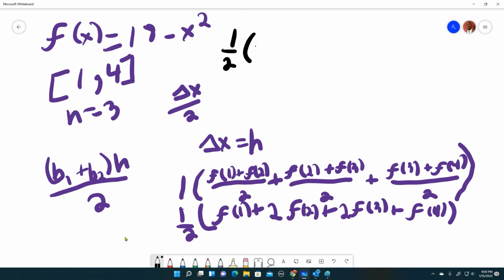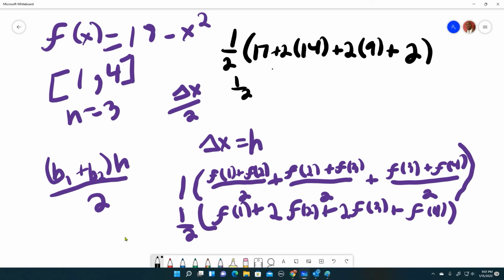So we have 1/2 times f of 1, which is 17 (18 minus 1 squared), plus 2 times f of 2, which is 14 (18 minus 2 squared), plus 2 times f of 3, which is 9 (18 minus 3 squared), plus f of 4, which is 2 (18 minus 4 squared). So this is 1/2 times 17 plus 28 plus 18 plus 2.